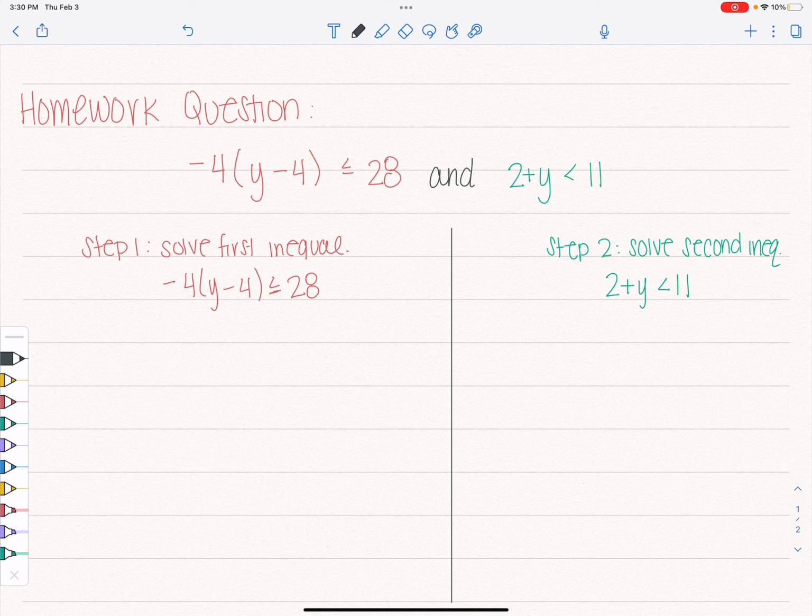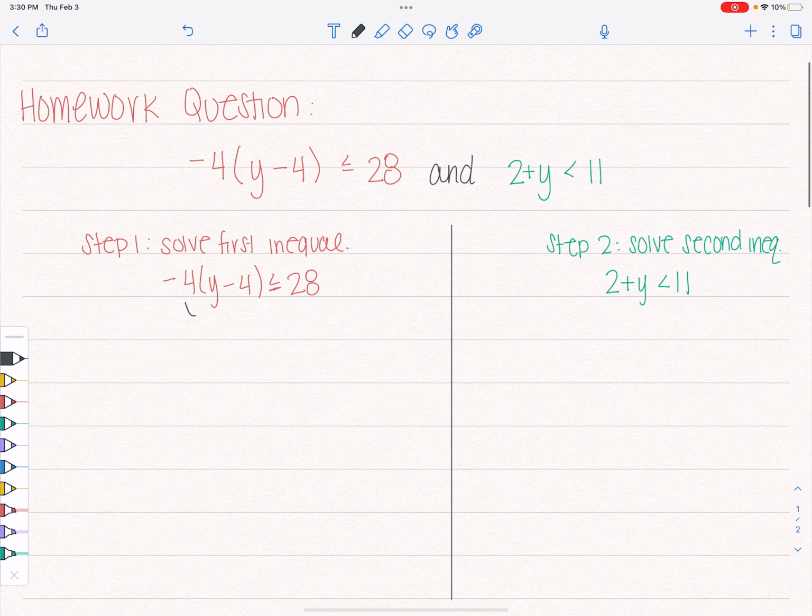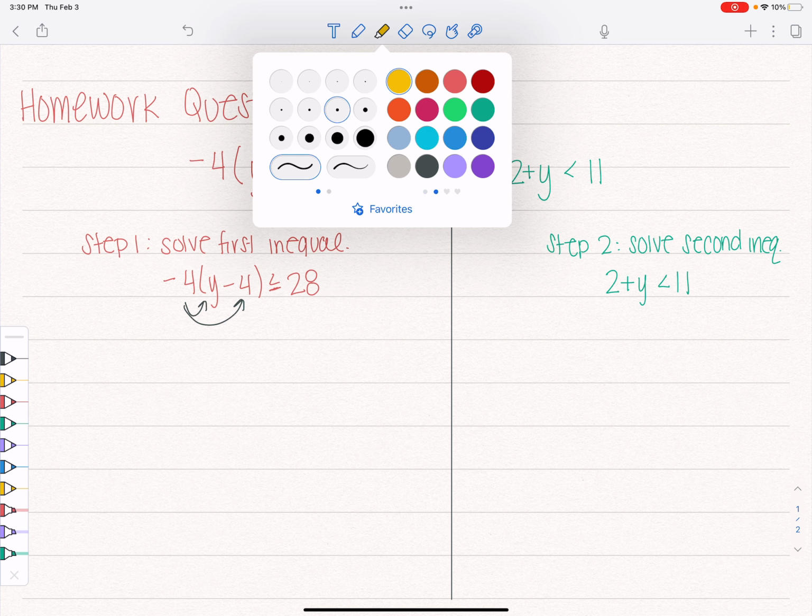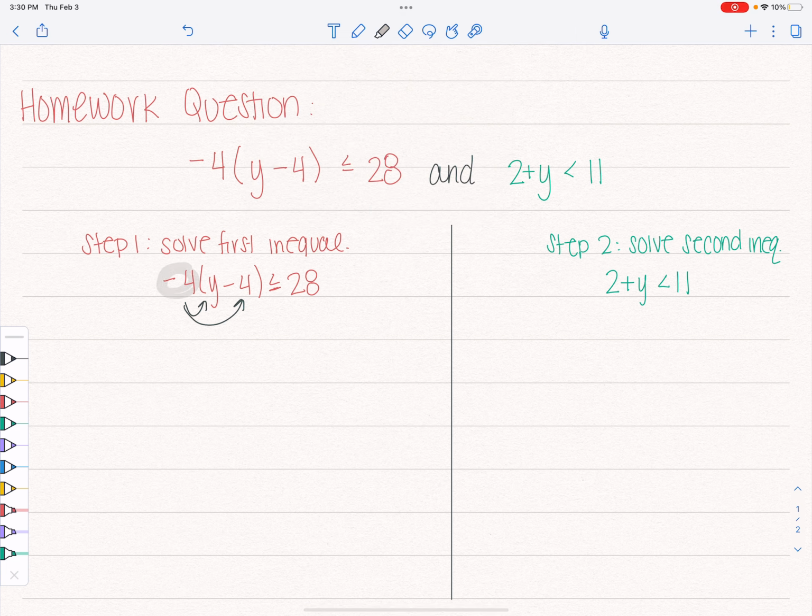All right, so here's a homework question. I've got -4(y - 4) less than or equal to 28, and 2 + y less than 11. The first step says to solve the first inequality. So what I'm going to do is distribute this. Make sure you distribute that -4, not just the 4.